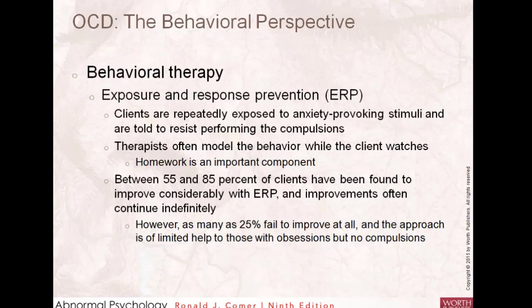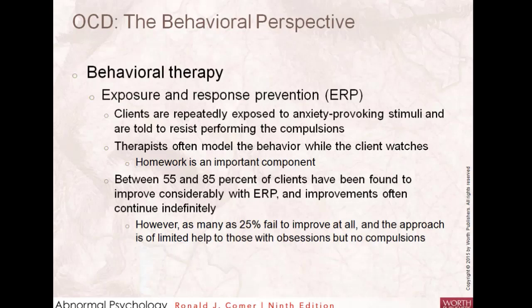Now, homework is important because, as I said earlier, the client's only with you for 50 minutes, maybe once a week. They have to practice this outside. So maybe having a family member or a friend that helps them engage in this can be really effective. Between 55 and 85% of clients improve considerably. This is very impressive considering the fact that OCD is often severe and often has been going on for years before people seek treatment. However, about 25% of people don't improve.